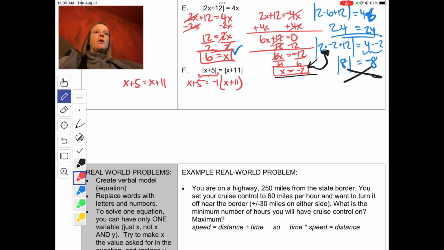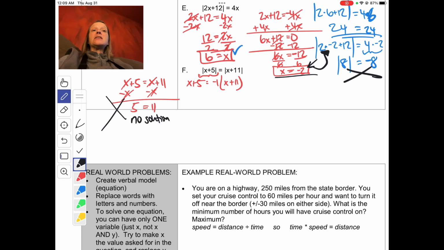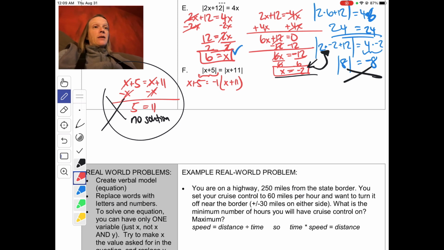So we need to solve both of these equations now. Let's focus on the left-hand side first. We'll subtract x from both sides of the equation, and when we do that, we end up with 5 equals 11. This is never true. There's no solution to be seen from this version of the equation. So let's check out the negative version of the equation now.